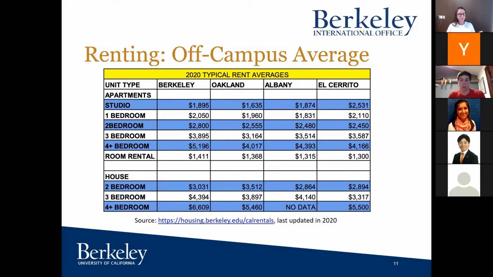But anyway, this kind of gives you a little idea of, a studio could be as low as about $1,900 in Berkeley, but going all the way up to a 4-bedroom house could be $6,600 in Berkeley. So there's a pretty big range, and sometimes searching for housing just takes a little bit of patience, but you can usually find a pretty good deal compared to some of the other things that are out there. Okay.